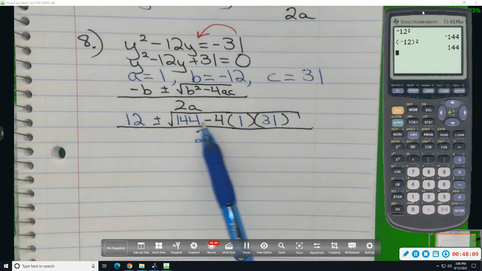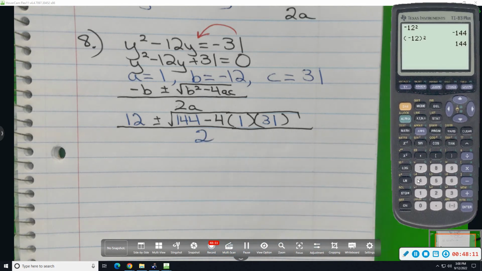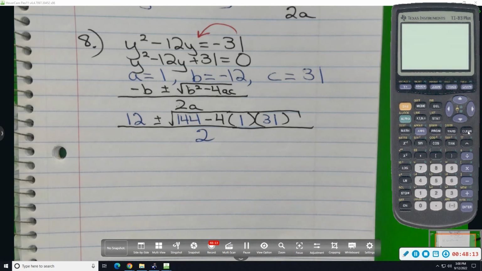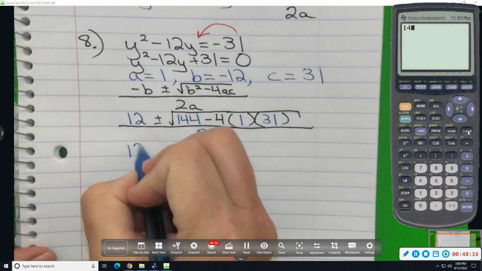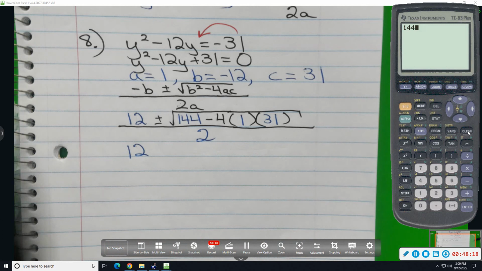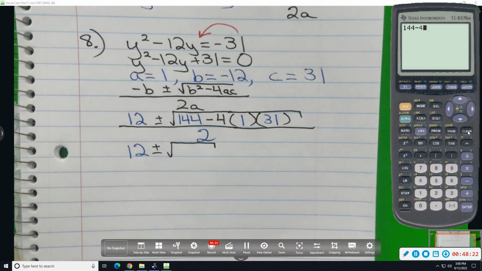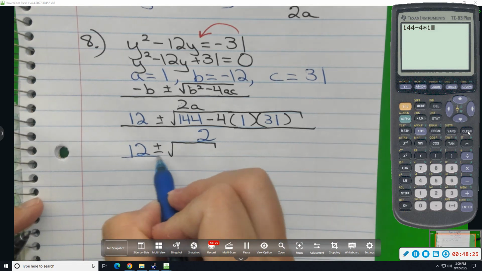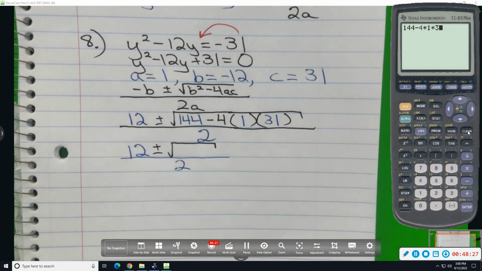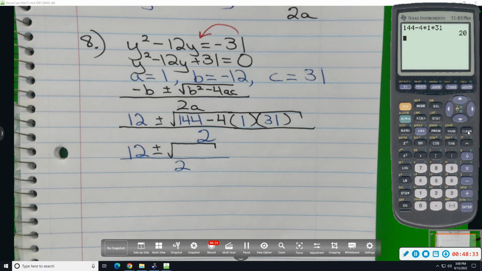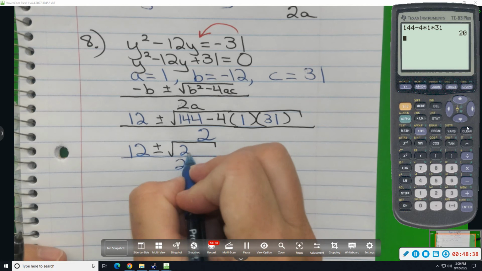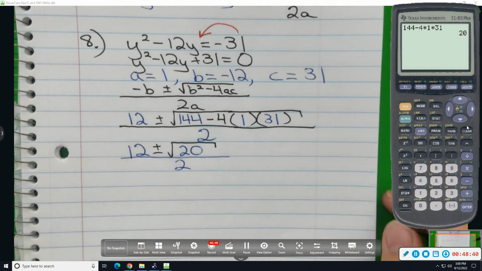Now working underneath the square root. Let's punch that in, the stuff under the square root. Under the square root, we have 144 minus, or subtract, 4 times 1 times 31. So I'm just calculating what's under the square root. A 20. Is 20 a perfect square?